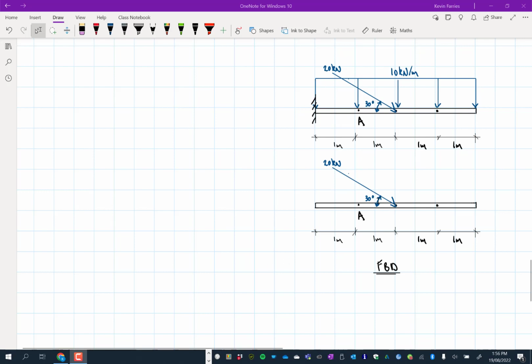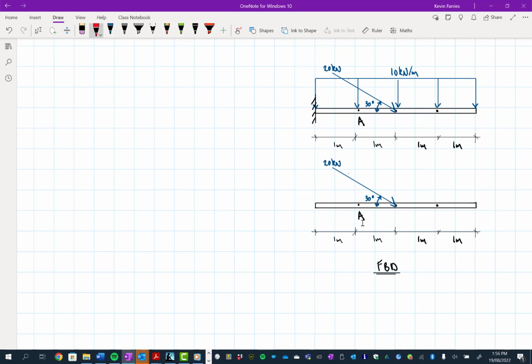So similar problem, we're trying to find the internal forces at A. We're going to follow the same procedure. We're going to do a free body diagram. And this time, I've drawn on the force, that's straightforward enough. We're going to have to find some reactions. So let's figure out what they should be.